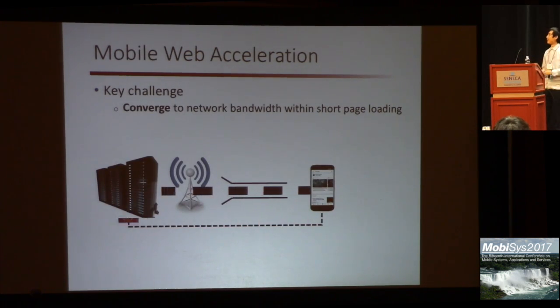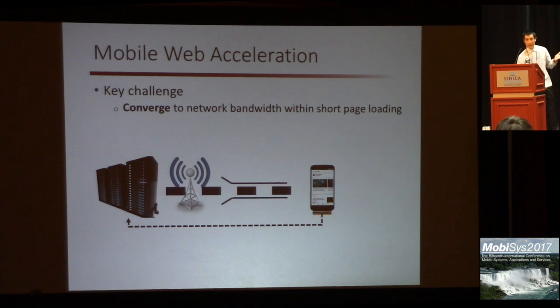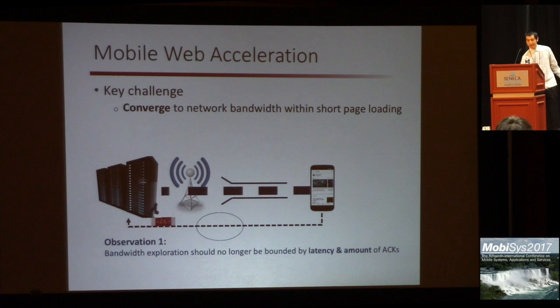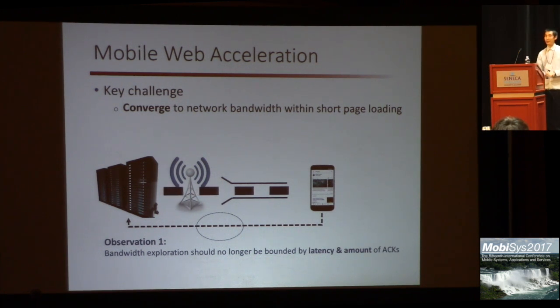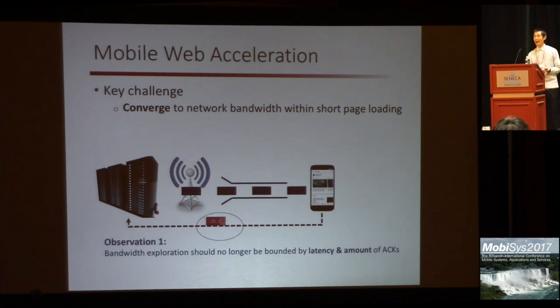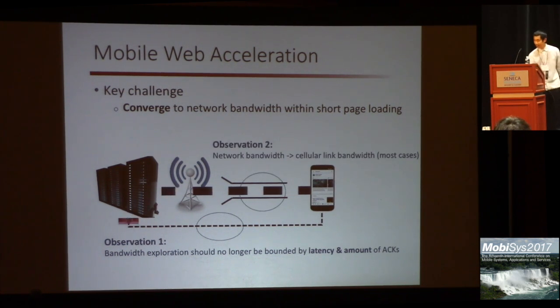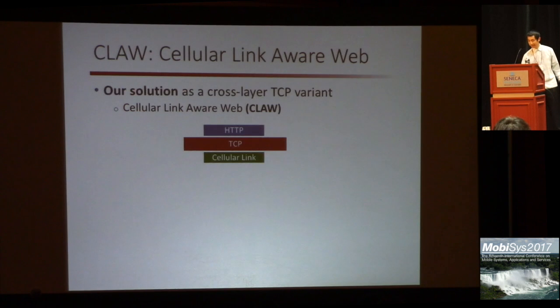So the key challenge to accelerate mobile web loading is to accelerate the bandwidth convergence. To do that, we have two key observations. The first is that bandwidth exploration should no longer be bounded by the amount and latency of acknowledgement packets. The second observation is that the cellular link is typically the network bottleneck.